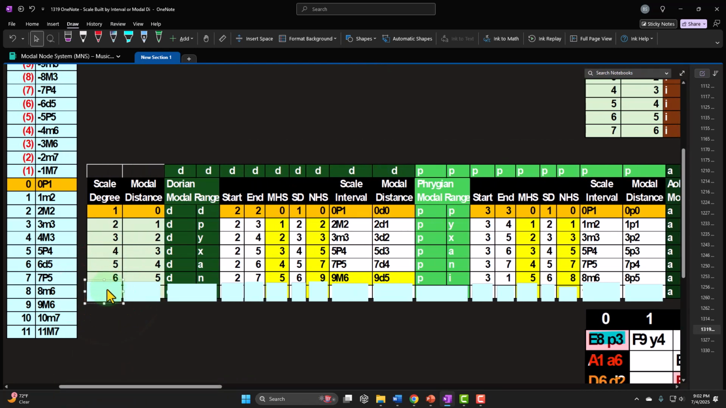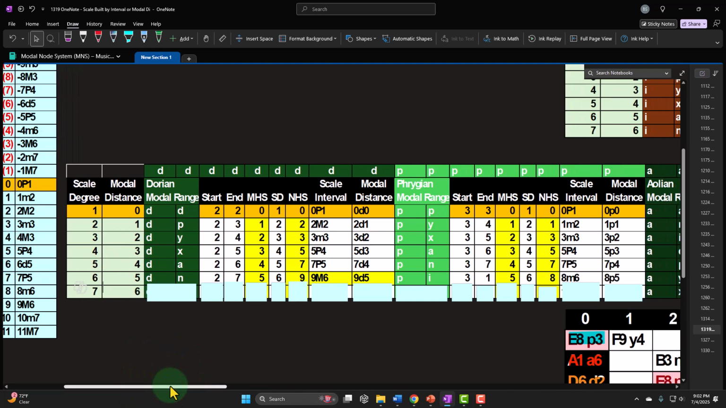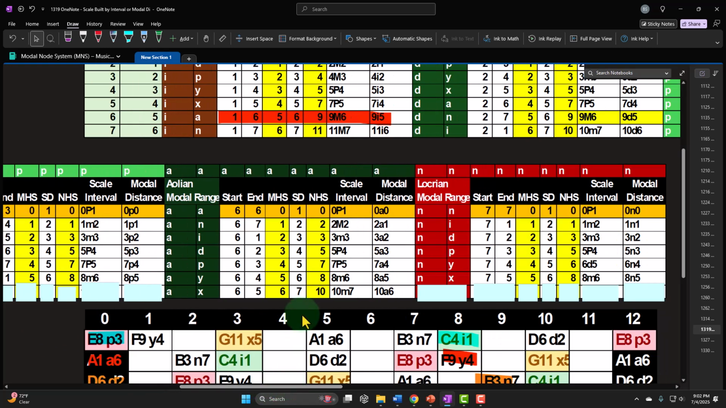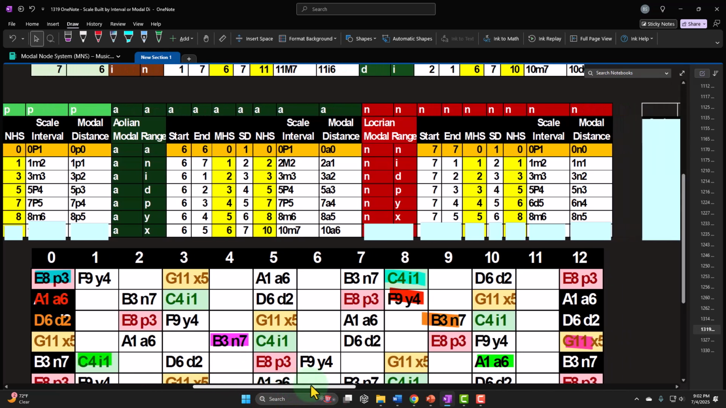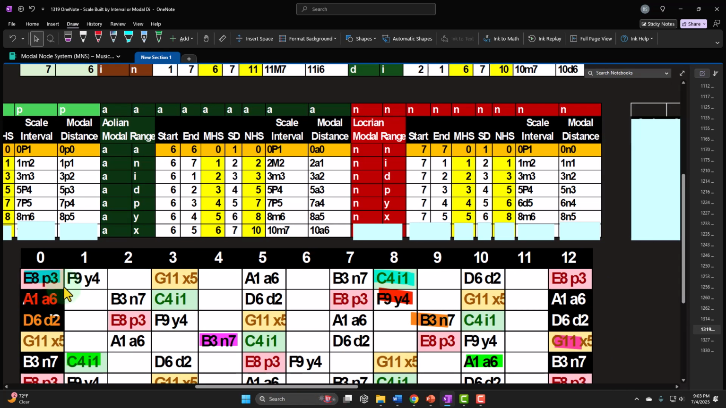Next one up is the last one down. 7 notes away, or a 6 note away 7th. So if I go from the Phrygian, 1, 2, 3, 4, 5, 6 away, which would be the 7th scale degree from the Aeolian, 1, 2, 3, 4, 5, 6 modal half steps away would be the 7th scale degree from the Dorian, 1, 2, 3, 4, 5, 6 modal half steps away would be the 7th scale degree.